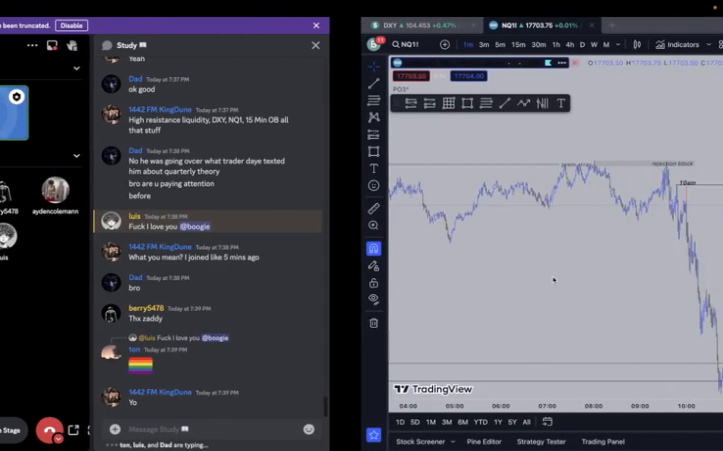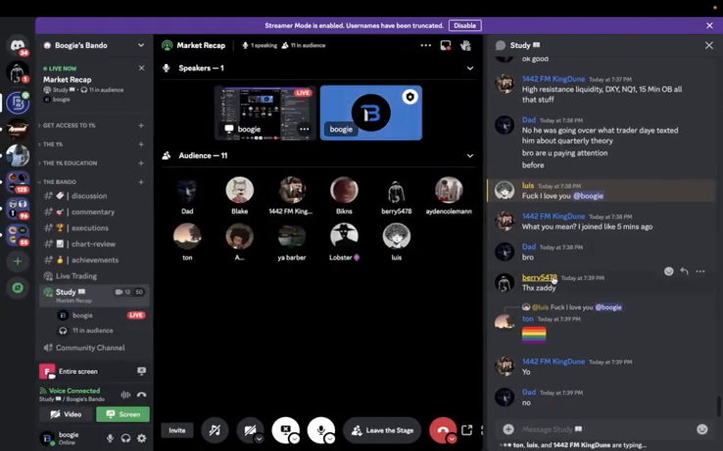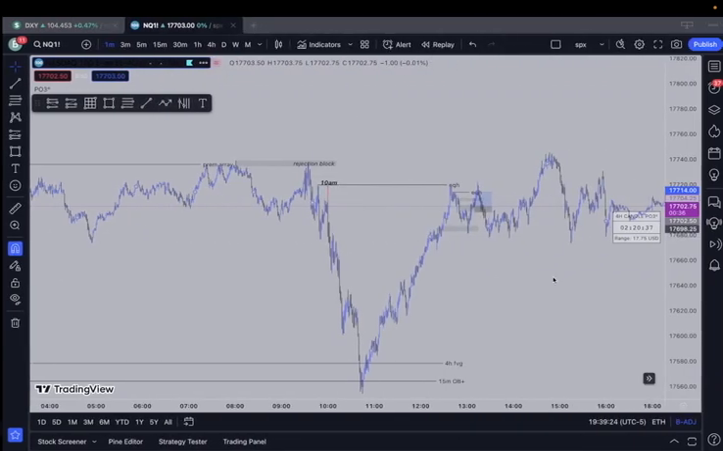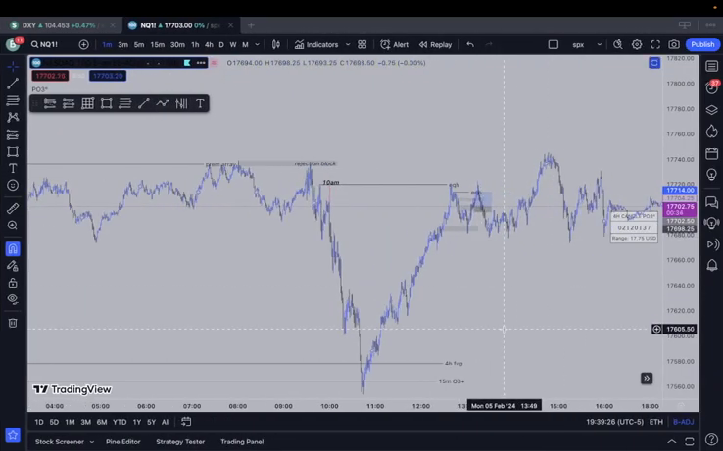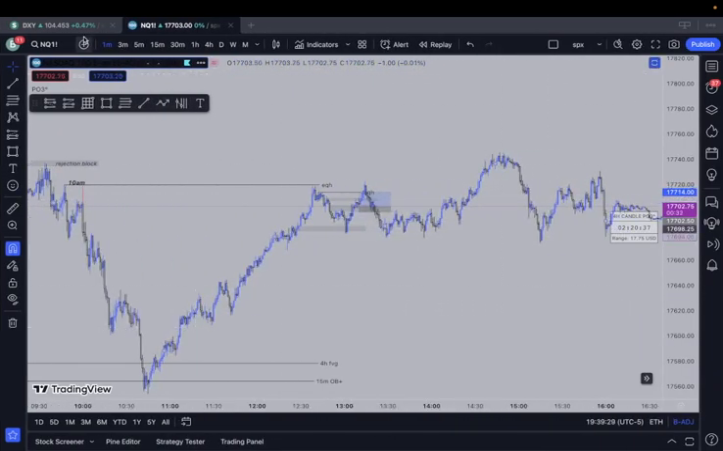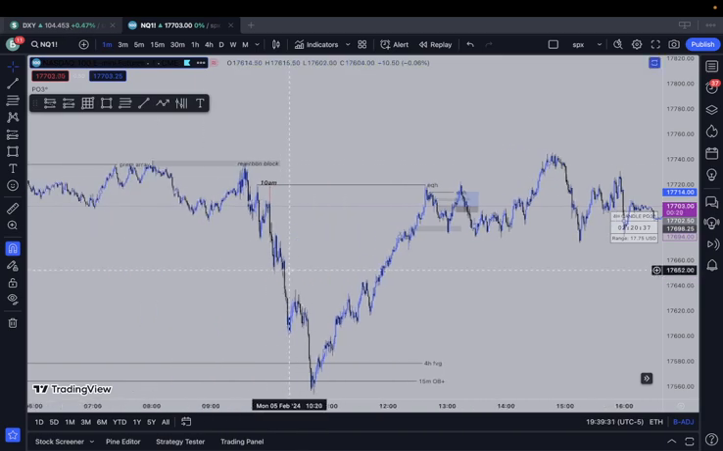Alright, but aside from that, are there any questions? Again, not the easiest day to get a read on draw wise, but it was pretty clear if you took a look at DXY.